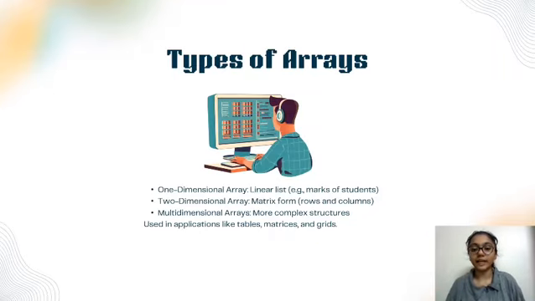Types of array. There are three different types of array. One dimensional arrays are simple lists. Two dimensional arrays are like tables or matrices, and multi-dimensional arrays are more complex. They are used in applications like grids and table data.